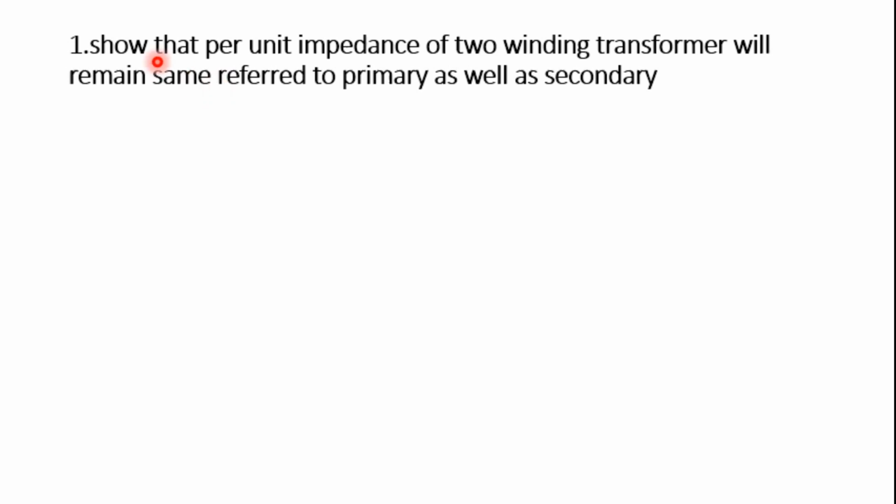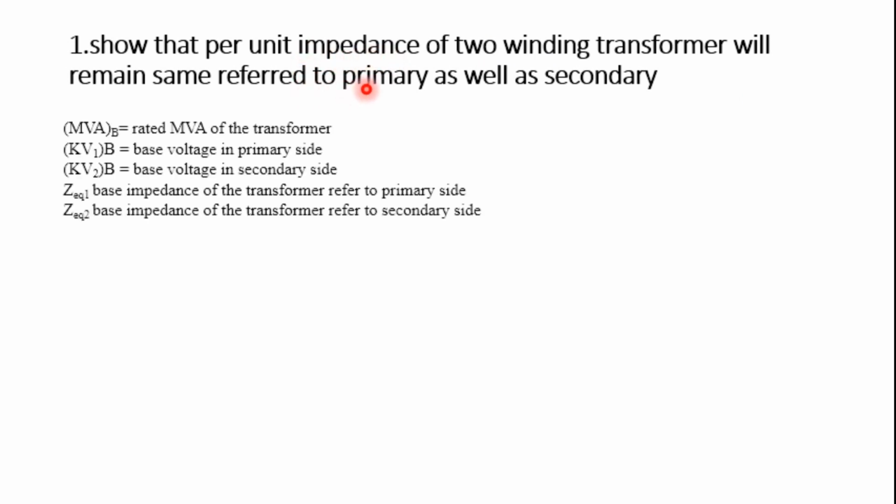One example is to show that the per unit impedance of a two winding transformer will remain the same referred to the primary as well as the secondary. Sometimes they may ask for the reactance as well, so they may ask for impedance or reactance. What we are considering is the MVA base, the rated MVA of the transformer. So that we have to see here.